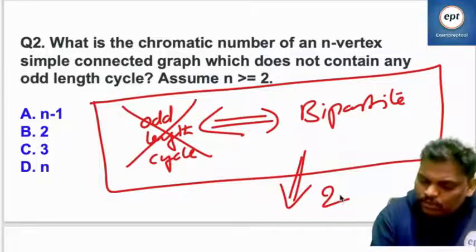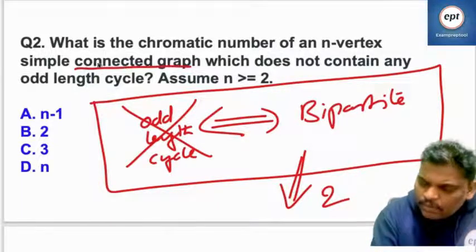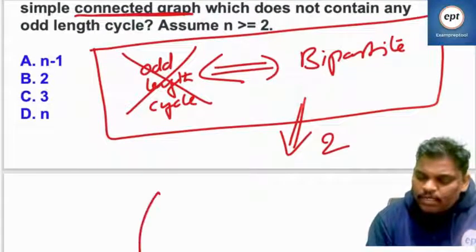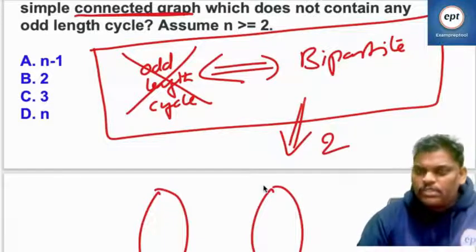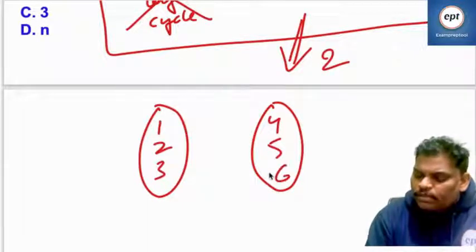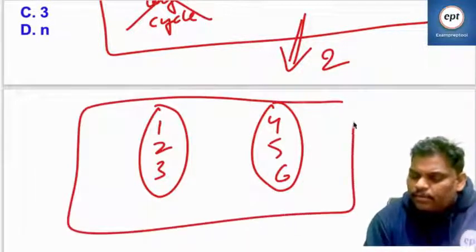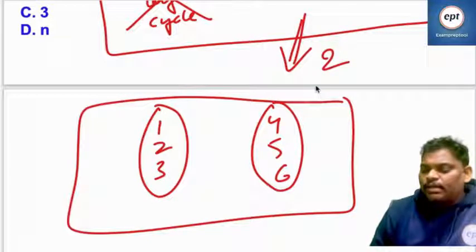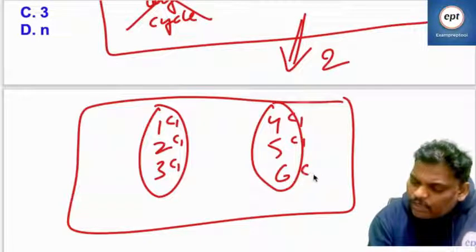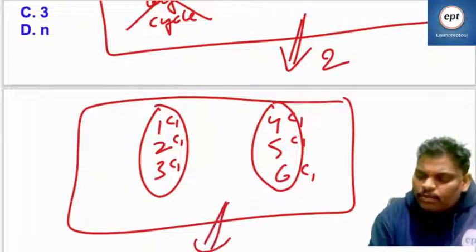And one more thing, see this one. He said connected graph. Suppose here vertices 1, 2, 3 and here vertices 4, 5, 6. It is also bipartite, but it is not connected. So then the chromatic number is going to be 1 only. Then chromatic number is 1 only.